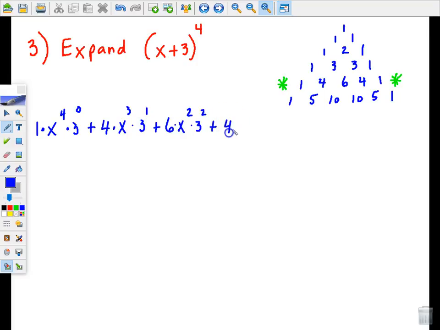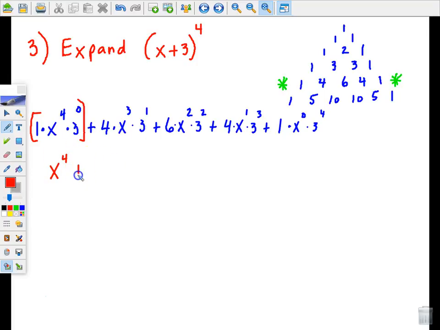Next number from the triangle, x will go down, 3 will go up, until finally I get my last coefficient. x is now down to 0, 3 goes up to the 4th. Okay, simplifying, maybe I can change some colors here. The first term, if I simplify this first term here, I'm just going to get x to the 4th.